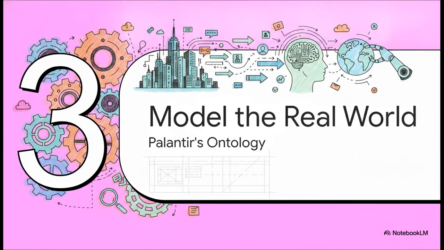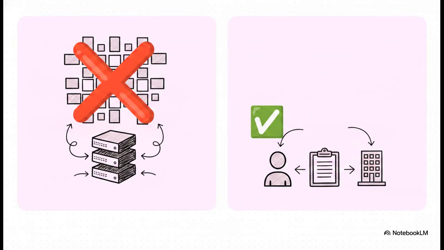All right, moving to Section 3, model the real world, using Palantir's ontology mindset. To build a solid foundation, we're going to borrow heavily from Palantir's field-tested ontology guidelines. They treat their ontology like a digital twin of an organization, and honestly, it's the perfect mindset for agentic AI. This brilliantly illustrates the massive paradigm shift you need to make.